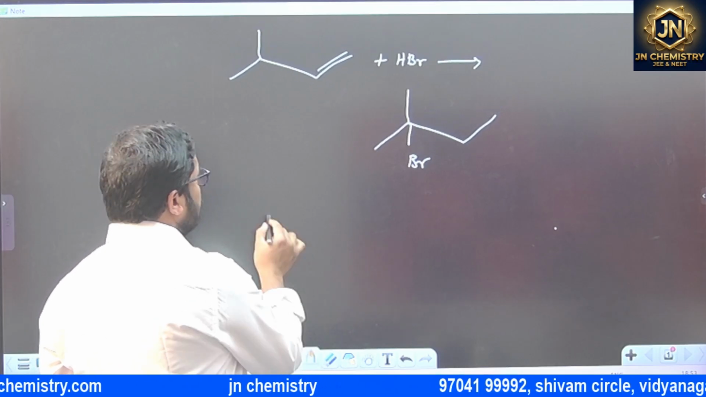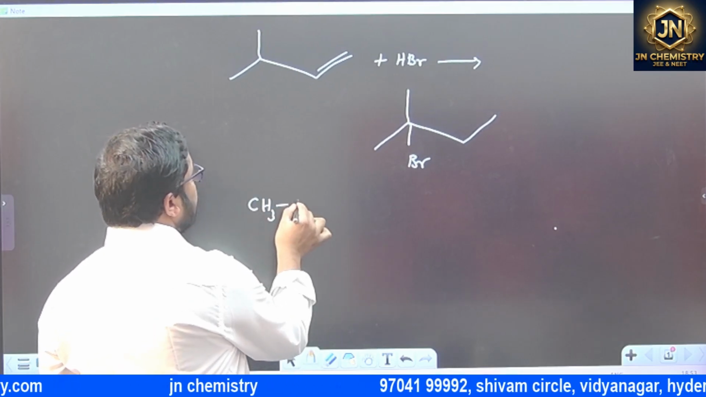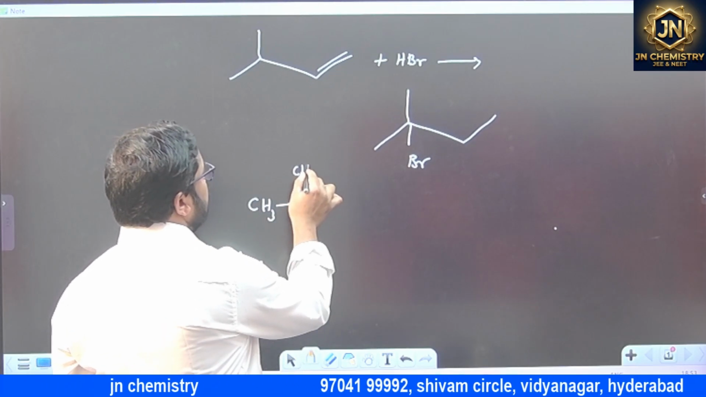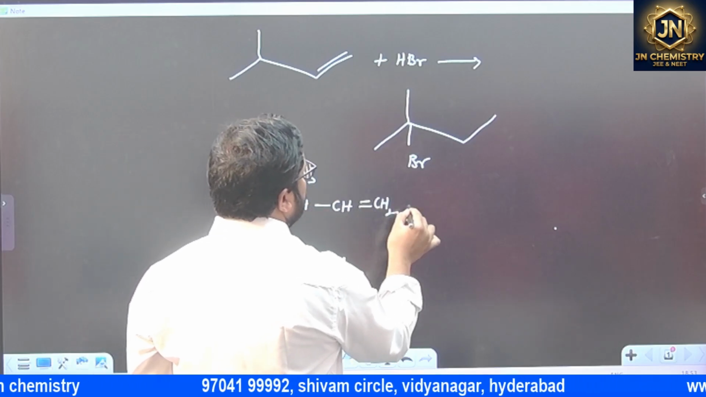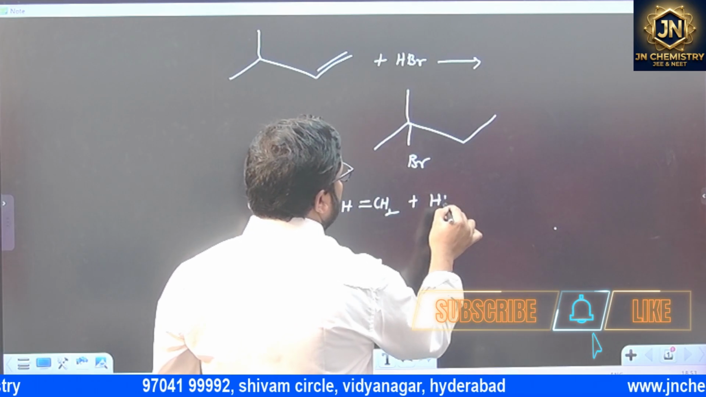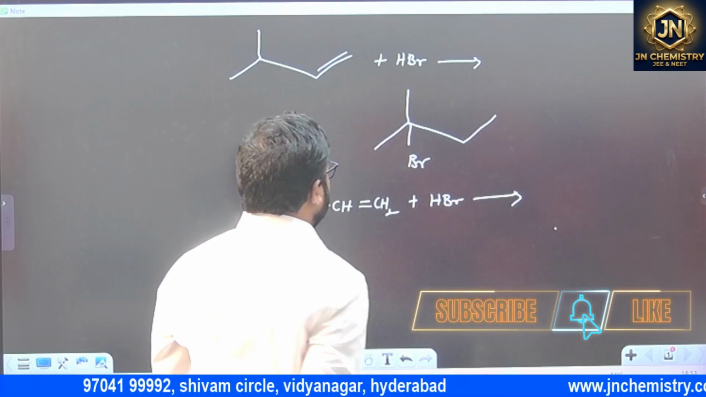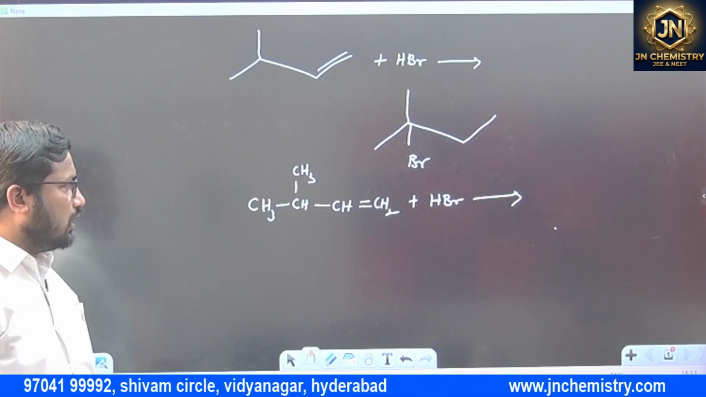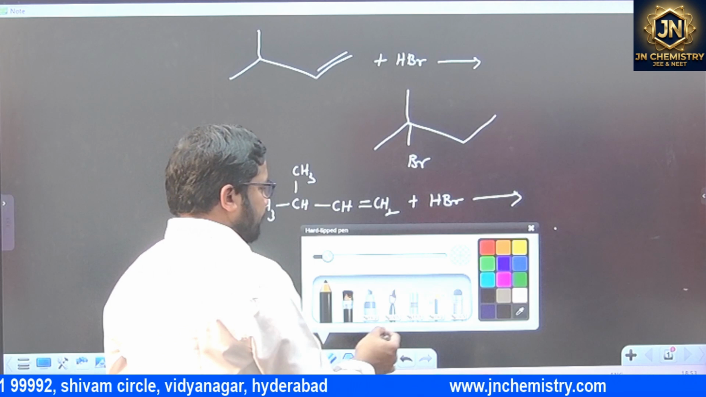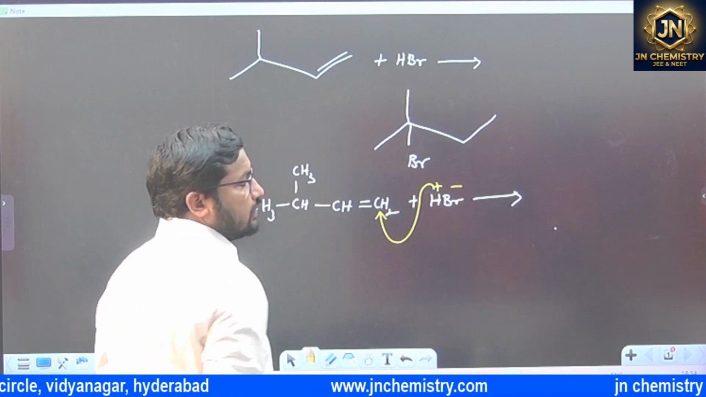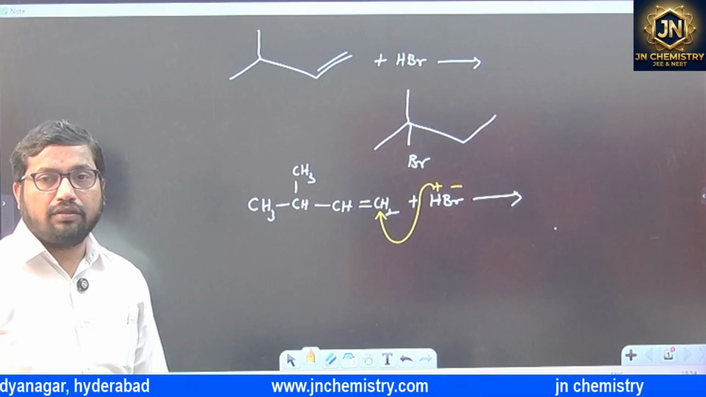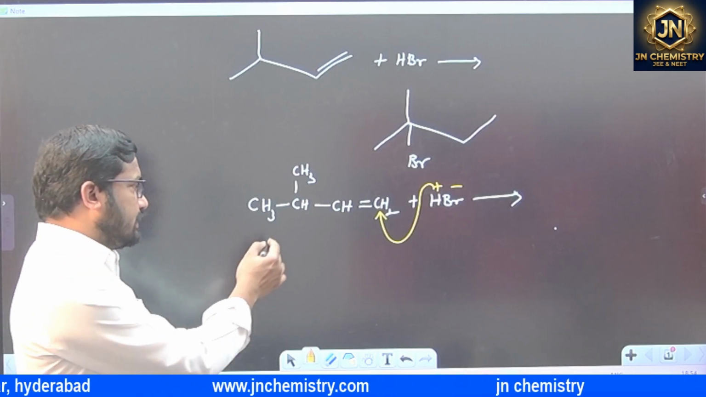So mechanism, Nana? CH3, CH, CH3, CH double bond CH2 plus HBr. So HBr undergoes H plus plus Br minus. So first H plus is coming and attacking obviously in the first position. Why the first position? Because we'll get the secondary carbocation.